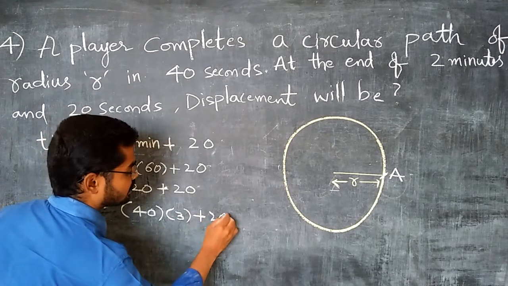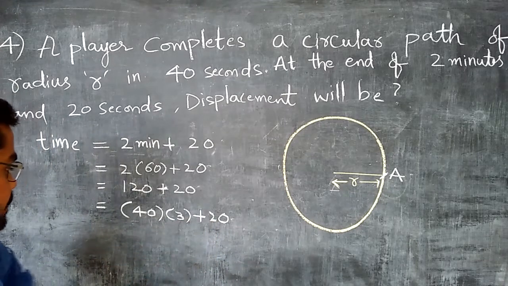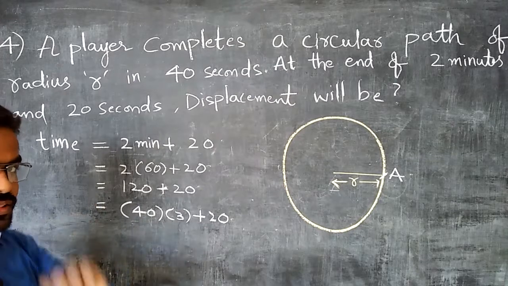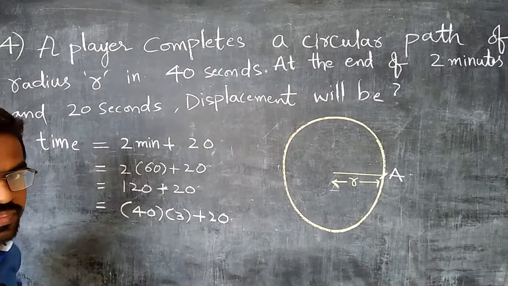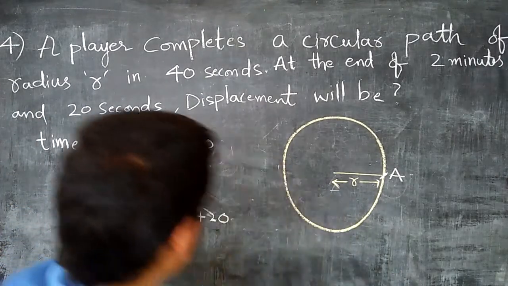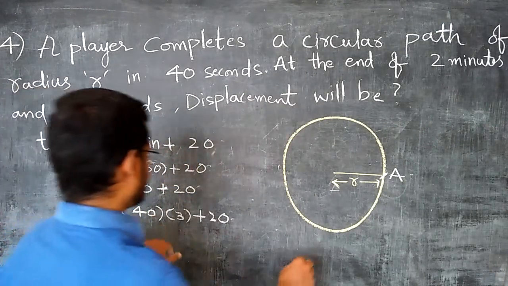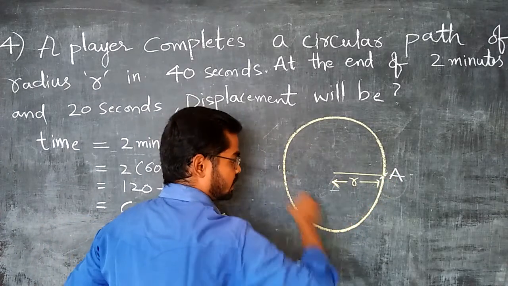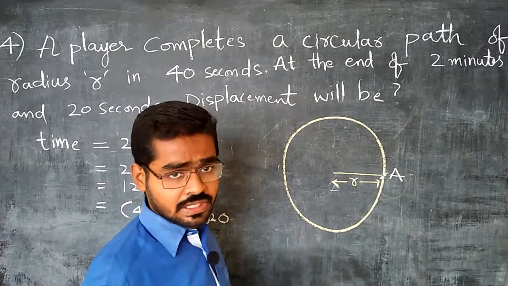Are you getting the point? If we take 120 seconds, 120 seconds is 3 equal parts of 40 seconds. That means 120 is equal to 40 into 3. So in a given time of 2 minutes 20 seconds, the person will be covering 3 complete rounds. We will start from here, complete a round, another round and another round. He will complete 3 rounds.